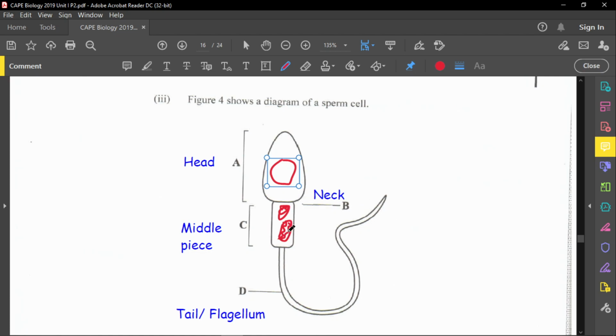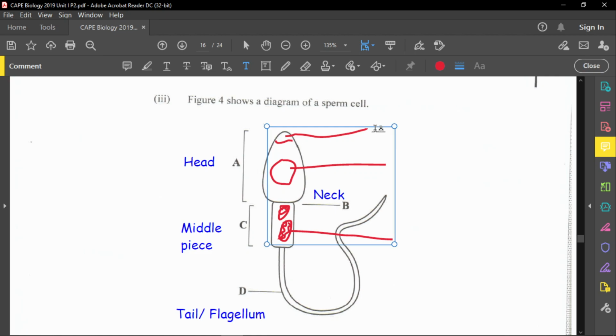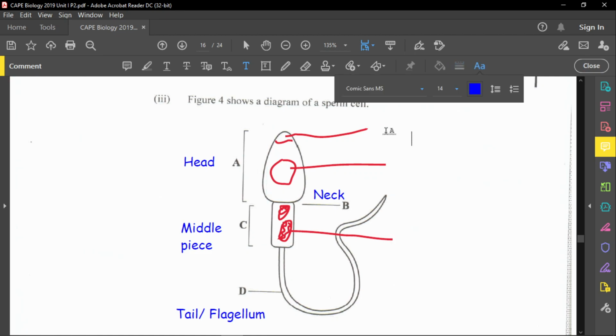All right, so I'm going to talk about what these are. There are many of these in the middle piece here. And then on the top of the head of the sperm, there's something there that is responsible for a function that is very important for fertilization. And what is present at the top of this, we call it the acrosome. And the acrosome contains the enzymes that will be needed to burrow through the membrane of the egg cell so that fertilization can take place.